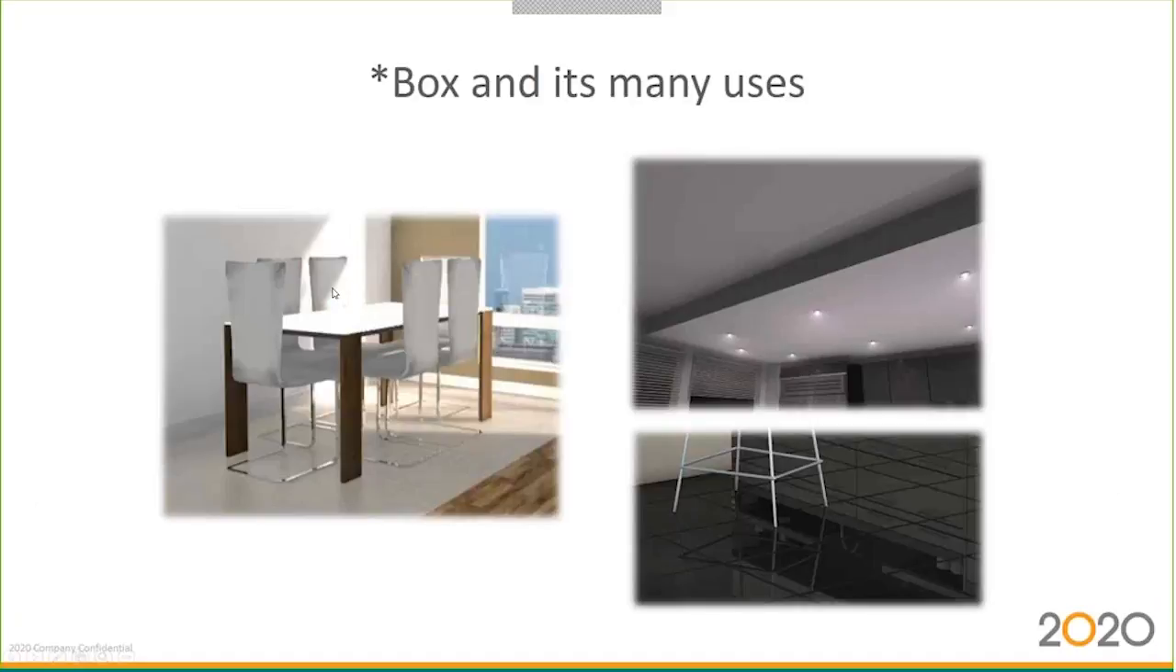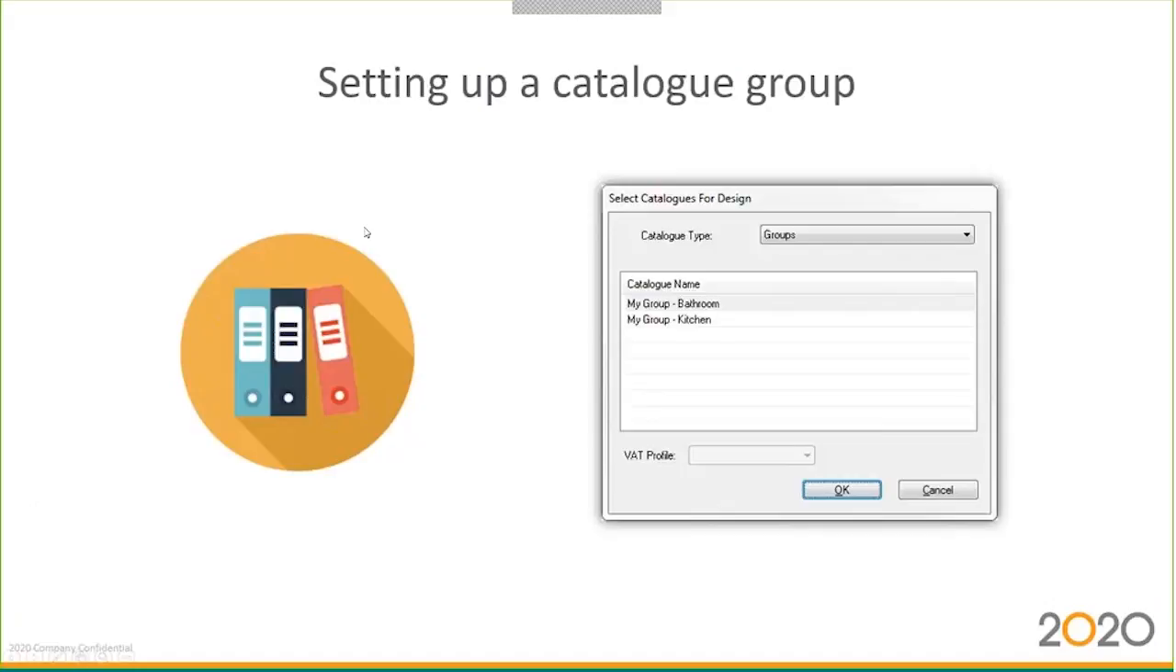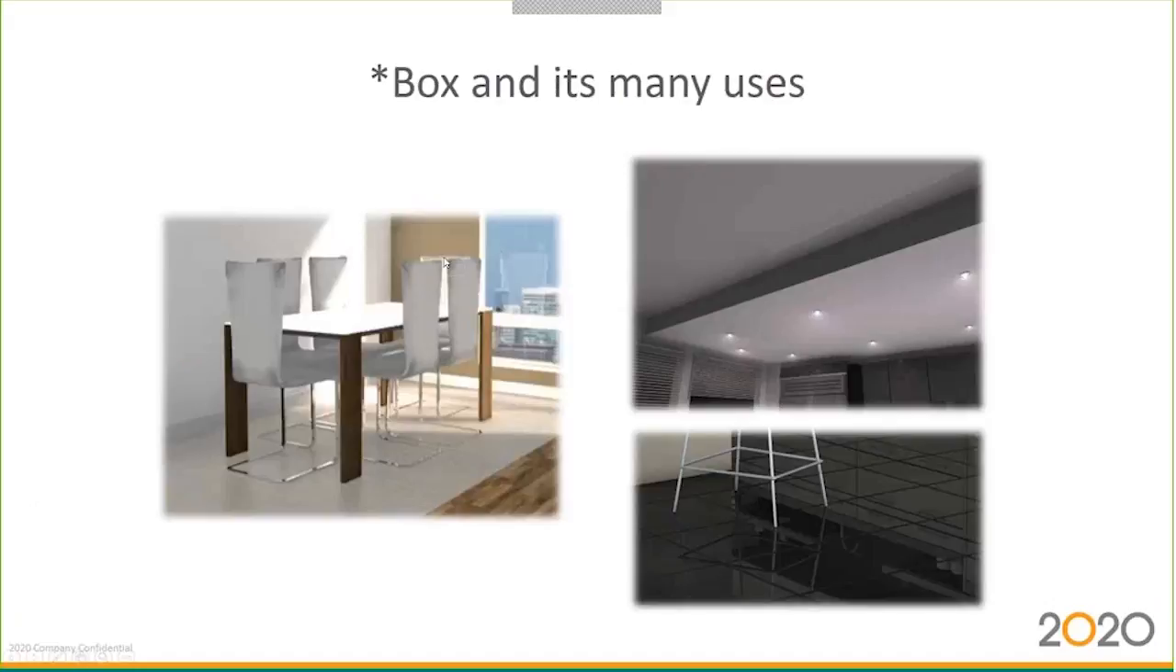Here's a couple of examples. These are objects or items we've created with a Starbox. So there you see a table and chairs. The table was created out of 5 different boxes. We've downloaded an image online and applied the image or material to the Starbox.